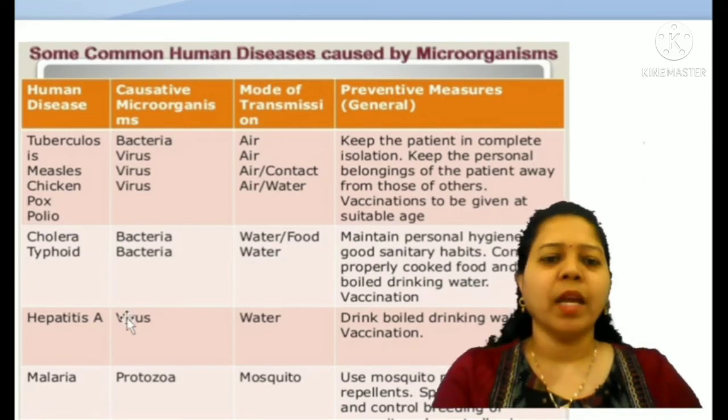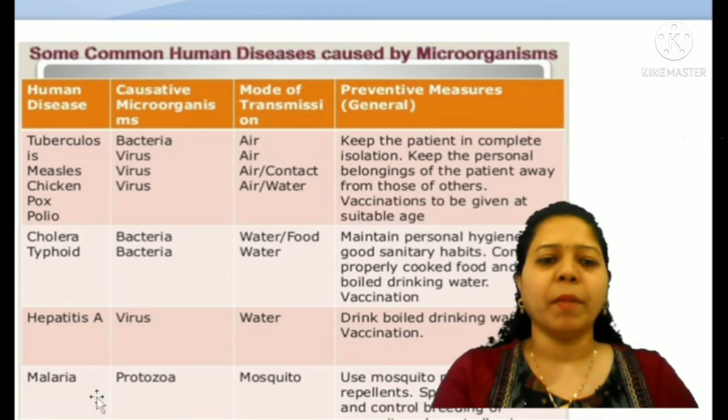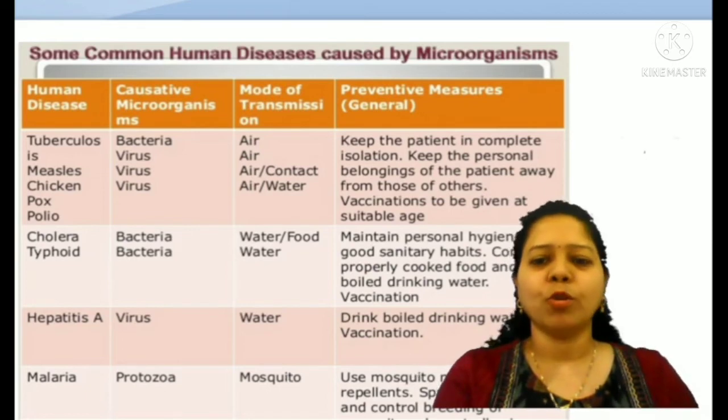Vaccination. Hepatitis A is caused by a virus and the mode of transmission is water. Drink boiled water, and vaccination are the preventive measures. Malaria is caused by protozoa and the mode of transmission is a mosquito. Use mosquito nets and repellents, spray insecticides, and control breeding of mosquitoes. This is the preventive measure against malaria. These are all some common disease-causing microorganisms.